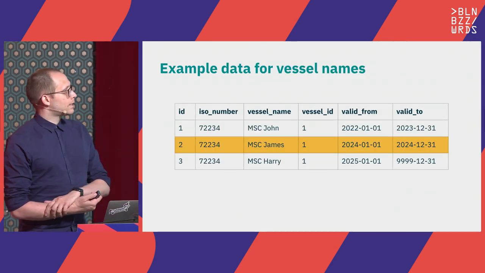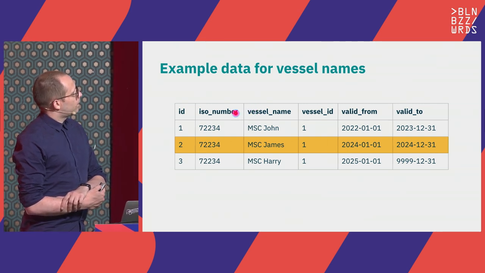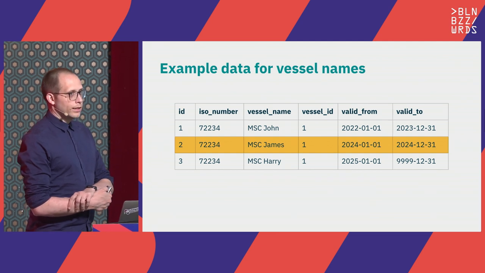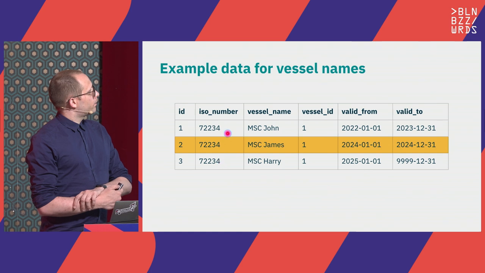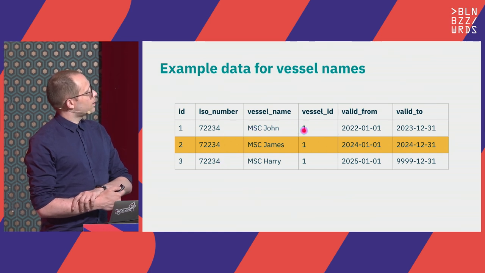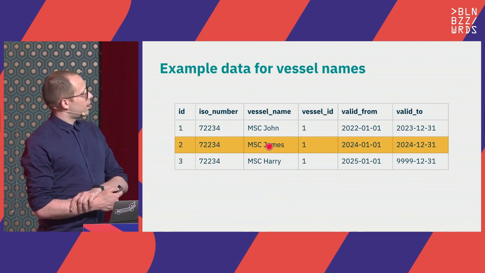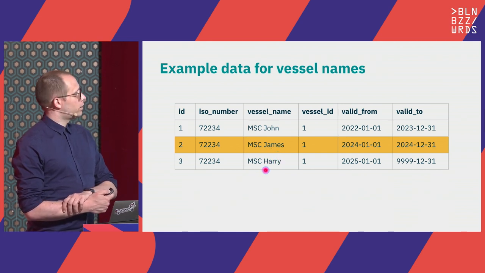A quick look at example data. We have a consecutive ID here. We don't really need that, but we had it. And the ISO number always stayed the same. But the vessel with the ID 1 was called MSC John from the beginning of 2022 to the end of 2023. The current value would be MSC James for the entire year of 2024.